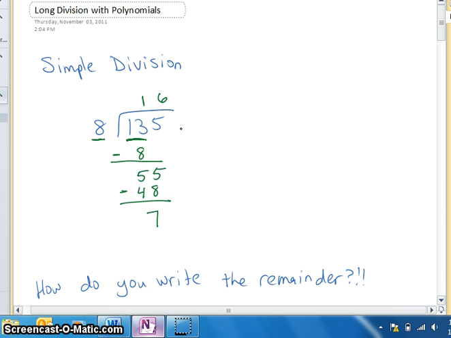What do I do with that remainder then? Yes, I can add a decimal point and keep going, but if I wanted to stop, what would I do with the 7? I hope that we know to put it over the 8. So it's 16 and 7/8, which really means 16 plus 7 over 8. Right? I'm not multiplying those. I'm adding them together. Division with polynomials looks exactly the same.